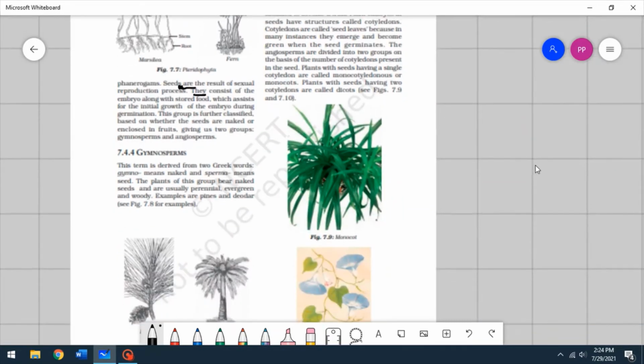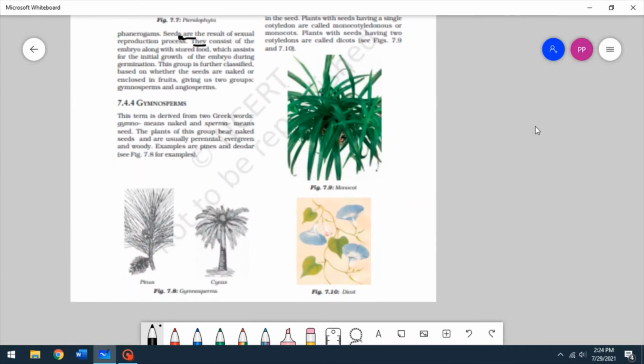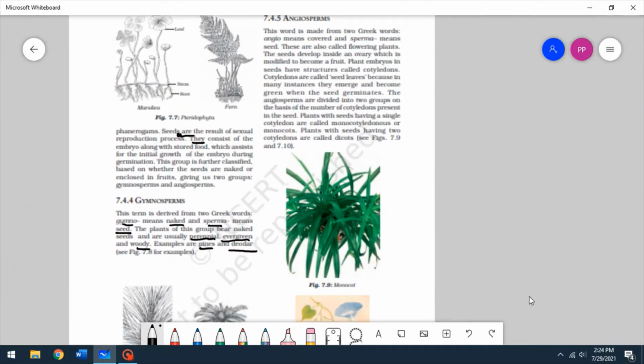So Gymnosperms is the fourth phylum of the plant kingdom. It is derived from gymno, which means naked, and sperma, which means seed. So the plants of this group bear naked seeds, and they're usually perennial. They occur throughout the year. They're evergreen, which is also because they occur throughout the year, and they're woody. Some examples are pines and deodar. That is Gymnosperms. Angiosperms: angio means covered, sperma again means seed.